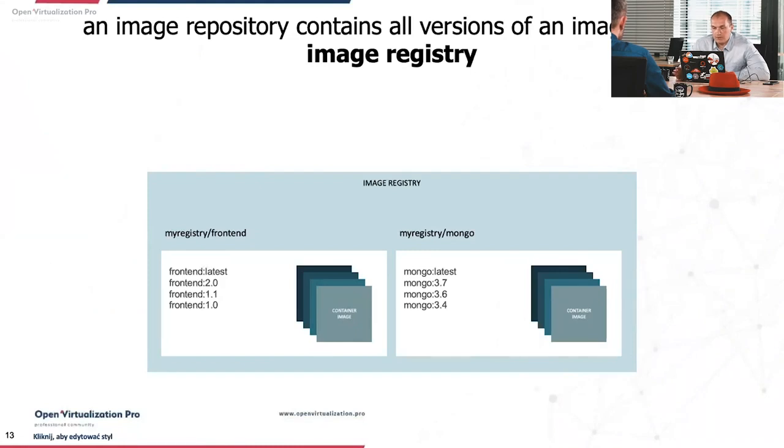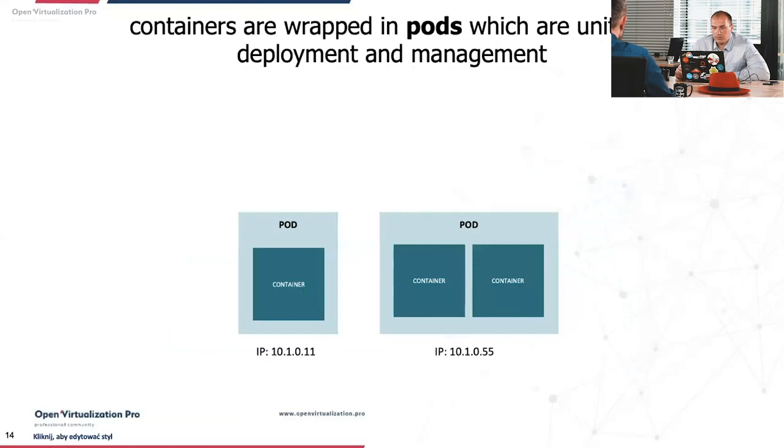Then the next thing is a pod. Basically, a pod is a kind of wrapper on top of containers. In OpenShift and Kubernetes, in reality, this is the main unit of deployment. So you can see one pod can have multiple containers. Yeah, exactly. There is a one-to-many relation between a pod and containers, and there are good reasons for that.